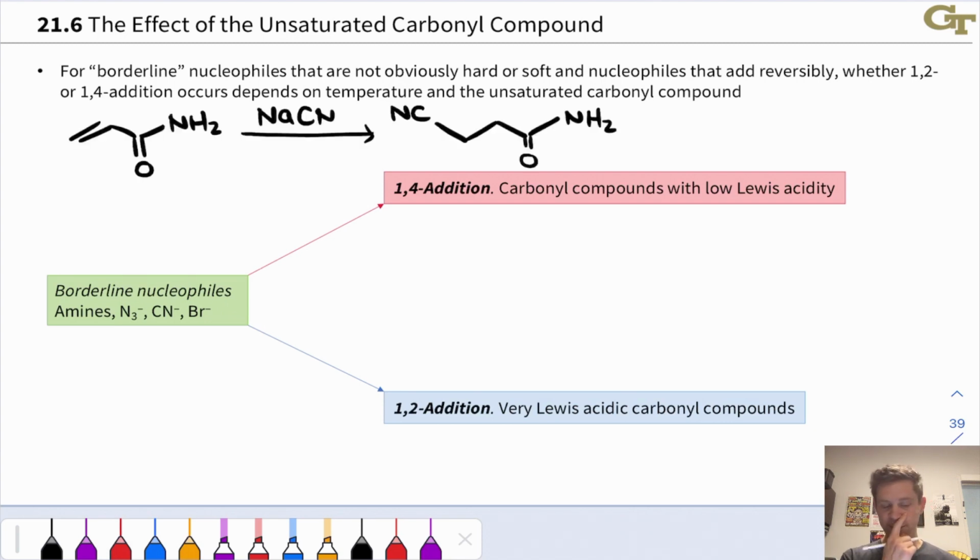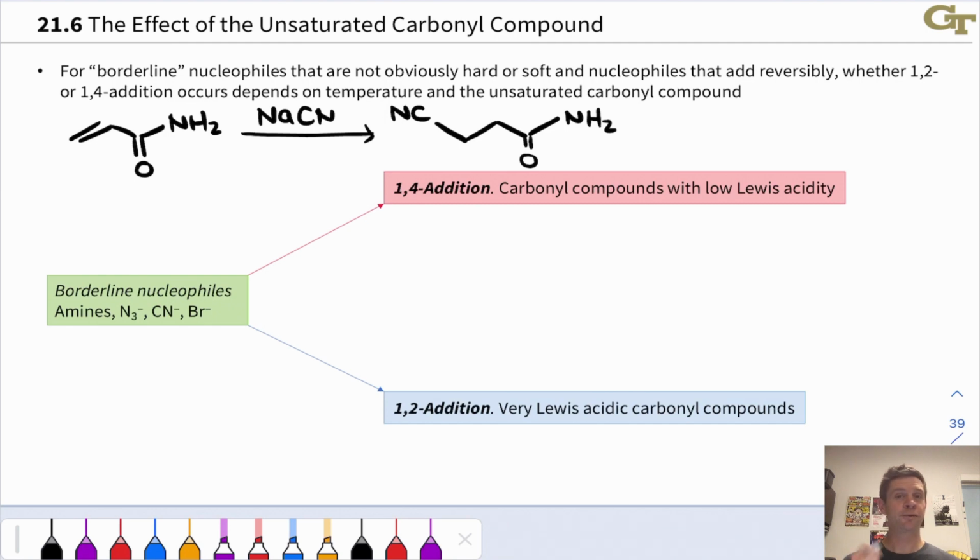So for example, if we take this unsaturated amide and we hit it with sodium cyanide, the cyanide will add selectively to the beta carbon, and we'll see conjugate addition with essentially no reaction of this pretty happy carbonyl group, which is adjacent to an electron donating nitrogen atom.